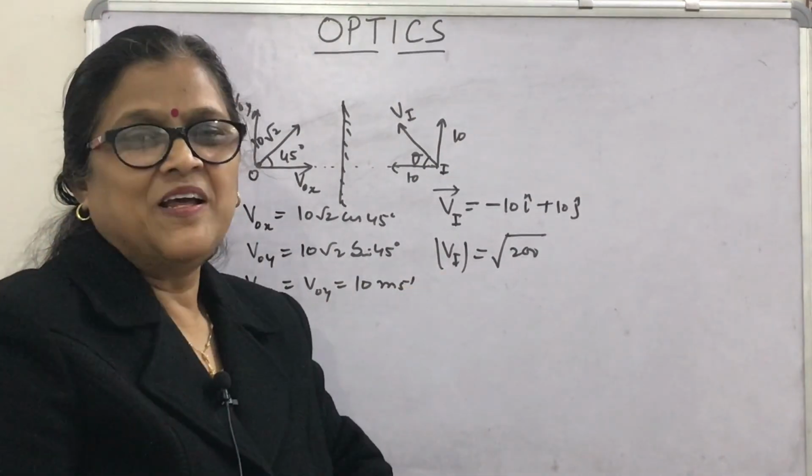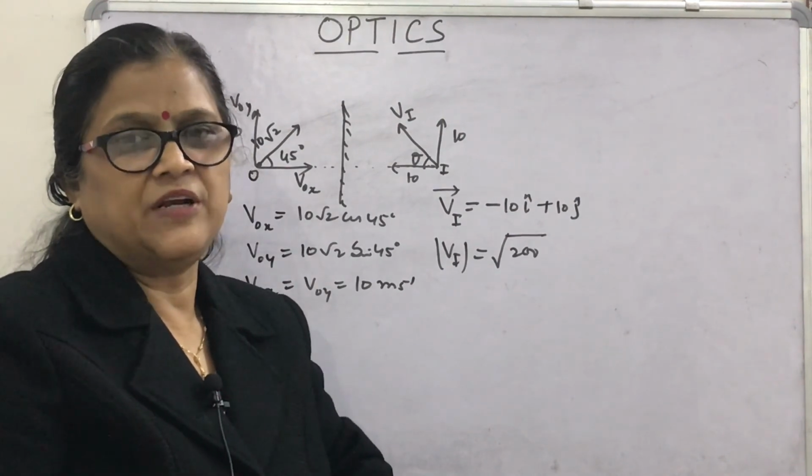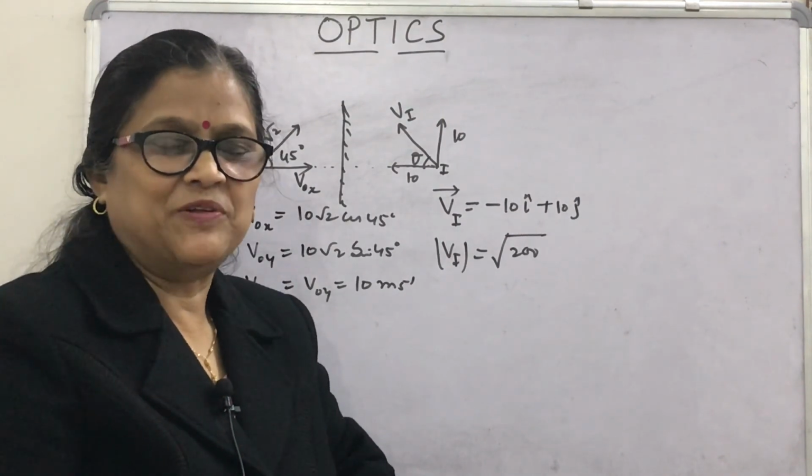So we have seen reflection by plane mirrors, number of images, and velocity of a moving object in front of a plane mirror. I hope you must have enjoyed. Thank you.